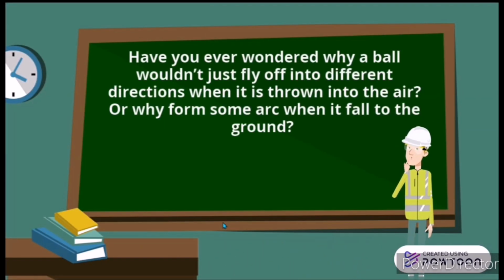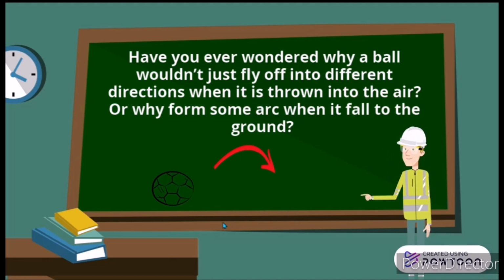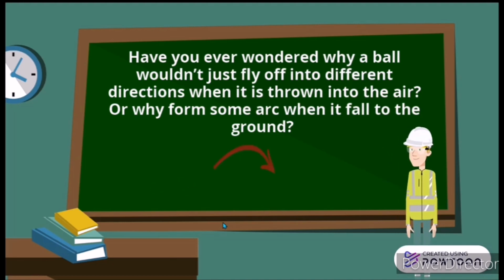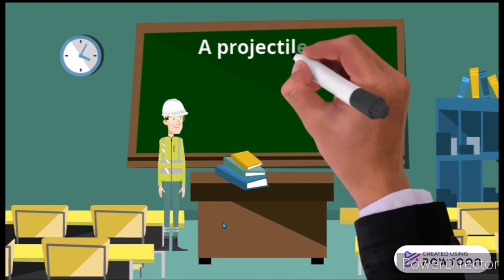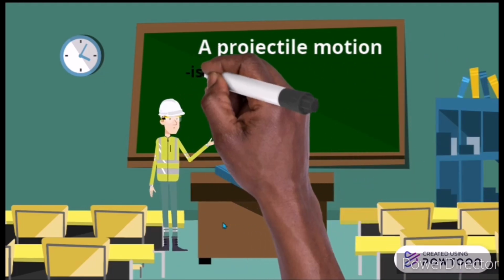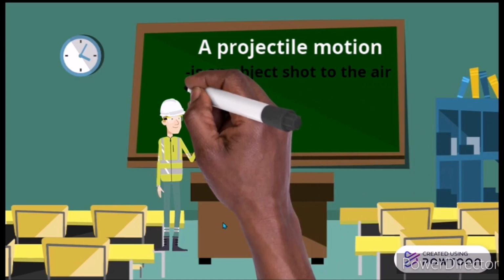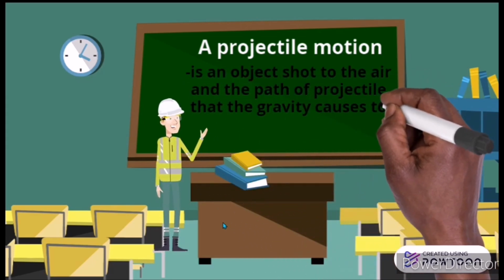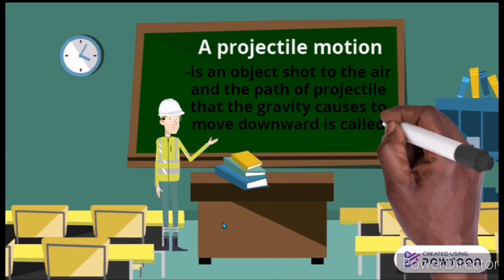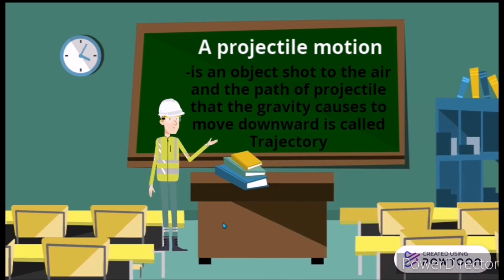Have you ever wondered why a ball wouldn't just fly off in a different direction when it is thrown into the air? Or why it forms an arc when it falls to the ground? A projectile motion is an object shot in the air, and the path of the projectile that gravity causes to move downward is called its trajectory.